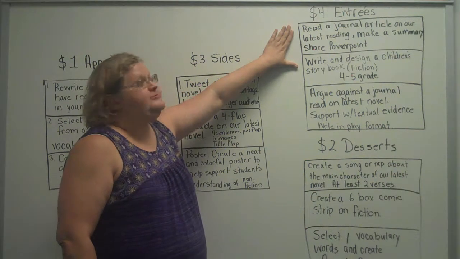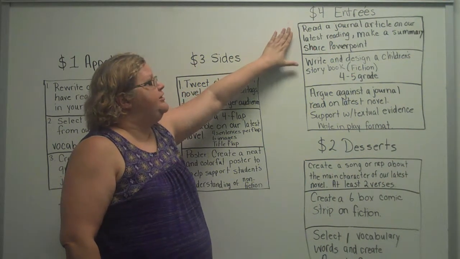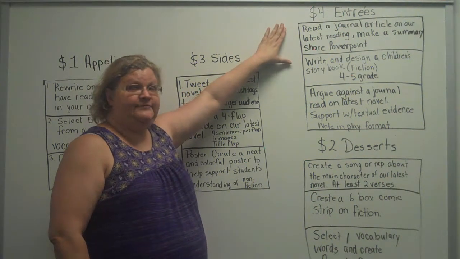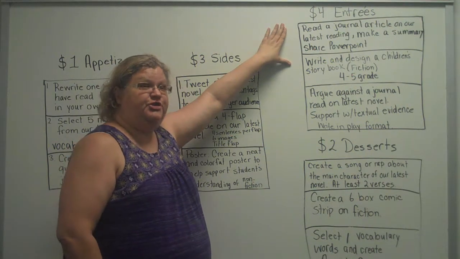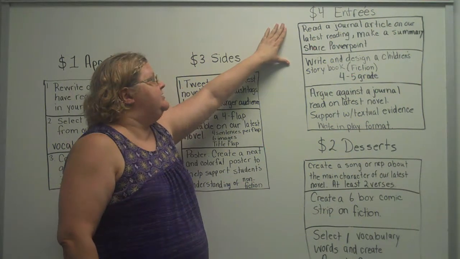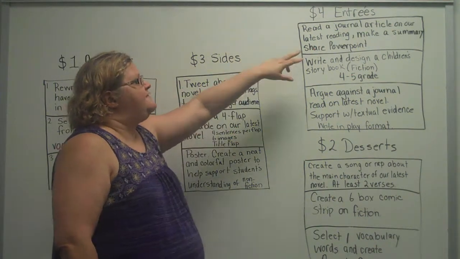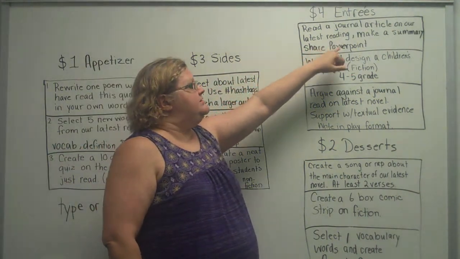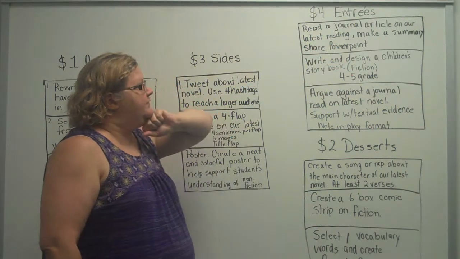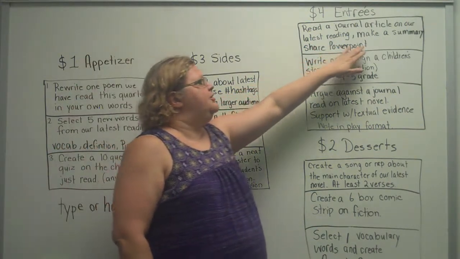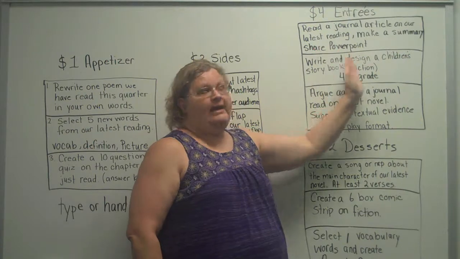So for the first option you have for your entree, you're going to read a journal article. So what you're going to have to do is research. You're going to have to go online, okay, to our school website where we can get into those academic journals, and you're going to find an article that relates to our latest reading, okay, the novel that we're reading right now. Then you're going to make a summary share PowerPoint.